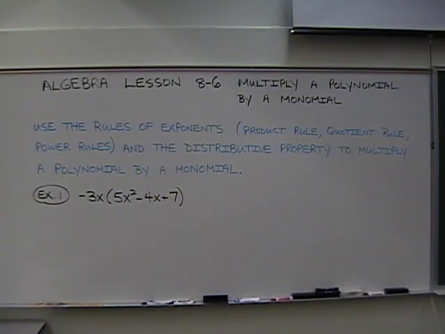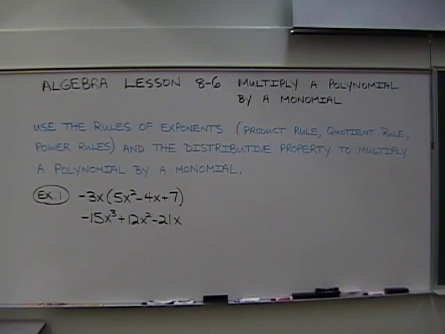So let's go ahead and distribute the negative 3x times all the terms inside the parentheses and see what we get. Okay, that one was pretty easy. Negative 3x times 5x squared gives us negative 15x cubed. A negative 3x times negative 4x. Negative times negative, remember, is positive, so that gives us a plus 12x squared. And then negative 3x times 7 gives us negative 21x. So our final answer is negative 15x cubed plus 12x squared minus 21x.